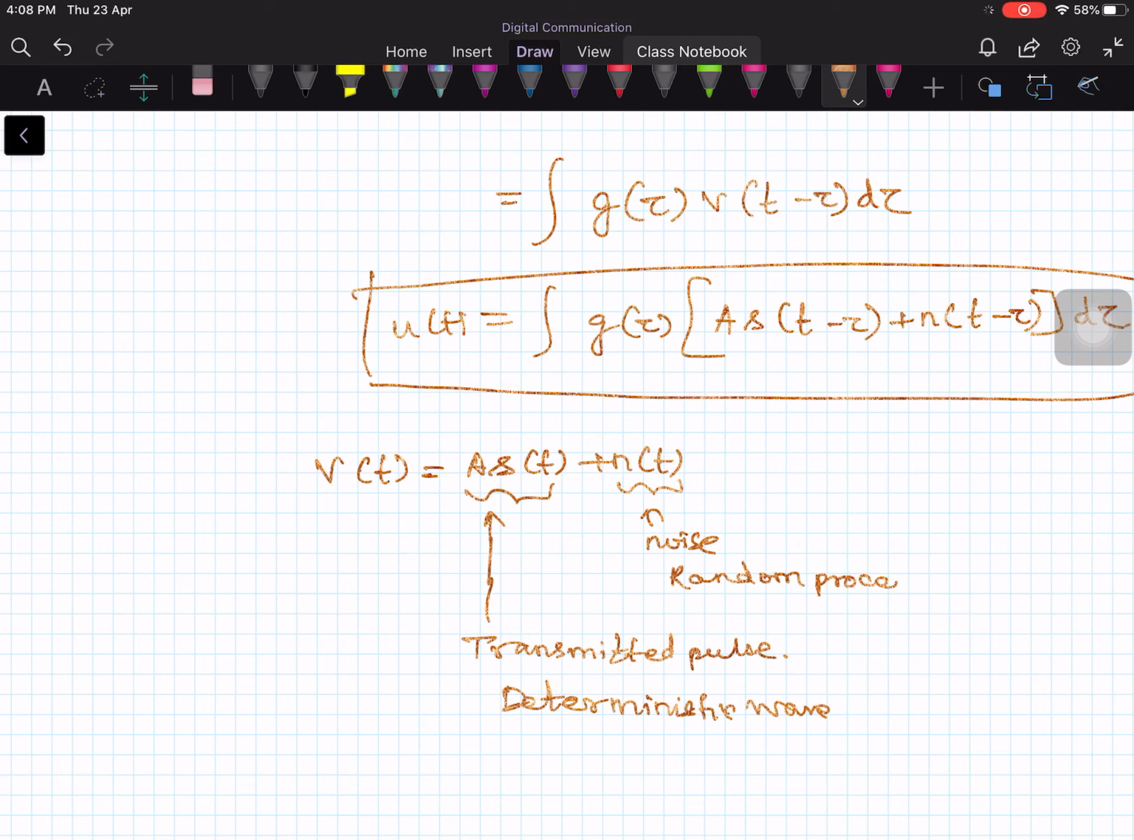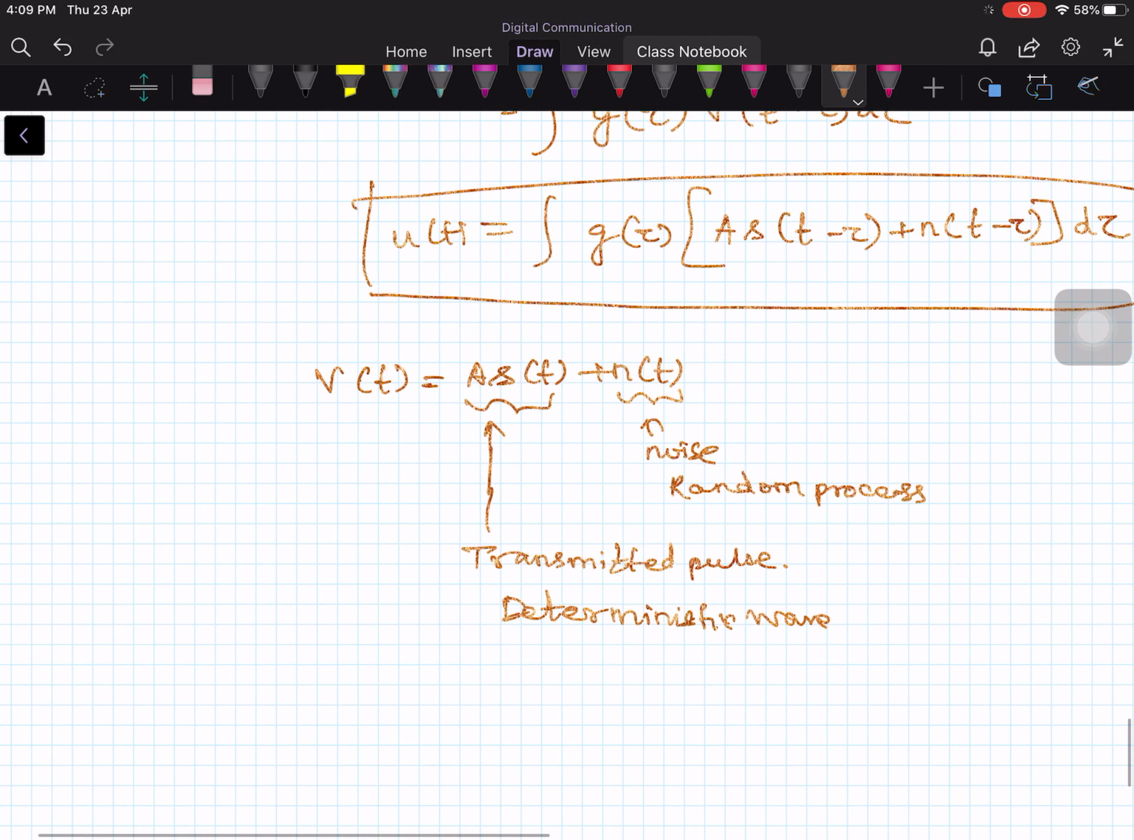Now one can ask a question. A random process plus a deterministic waveform, what will it be? Again, it is a random process. Deterministic waveform plus random waveform is again a random waveform. Therefore your input to the modulator is a random waveform.